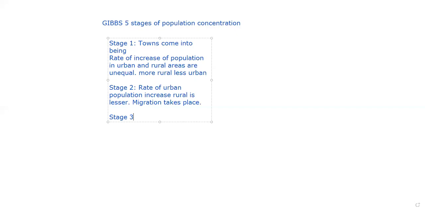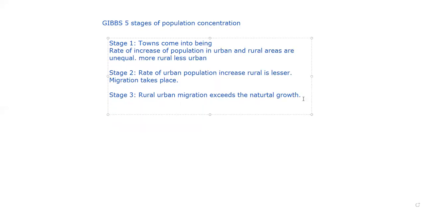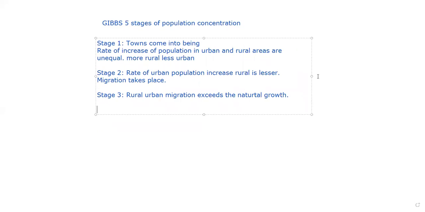And then stage number three: rural-urban migration exceeds the natural growth. There are not that many births or deaths compared to how large the population is. Gibbs is the name of a scientist, the name of a person. So this is stage three.